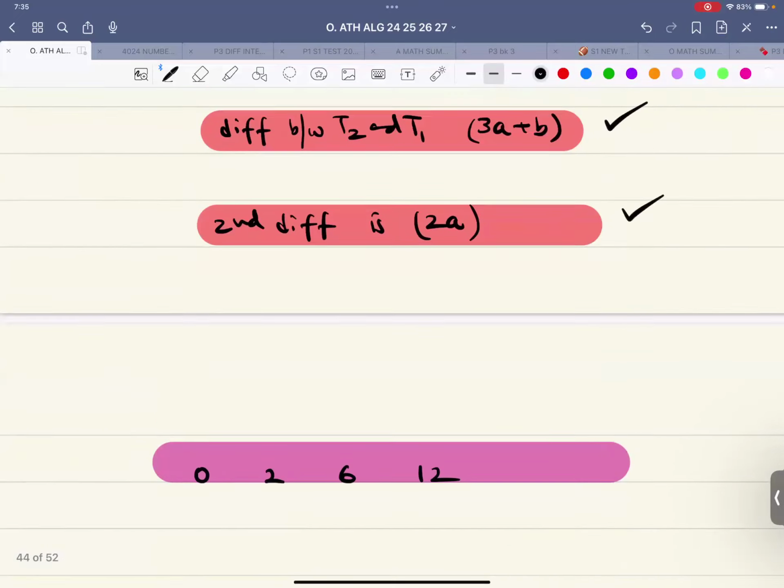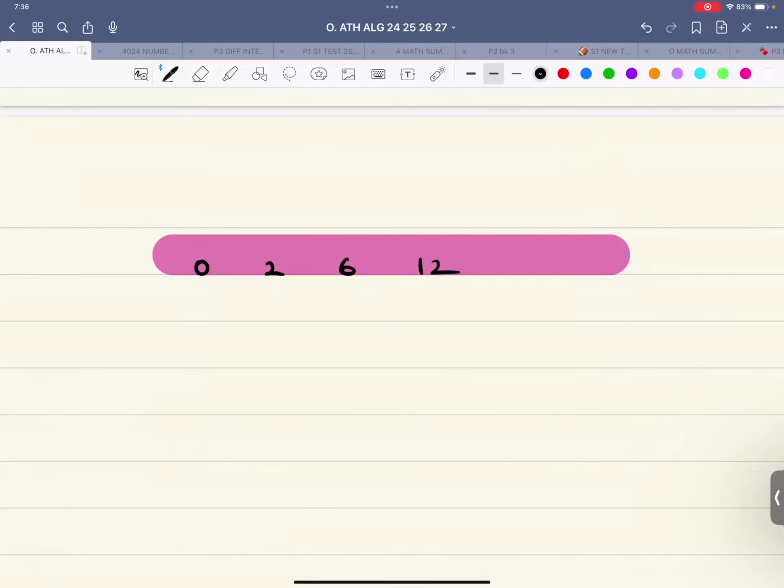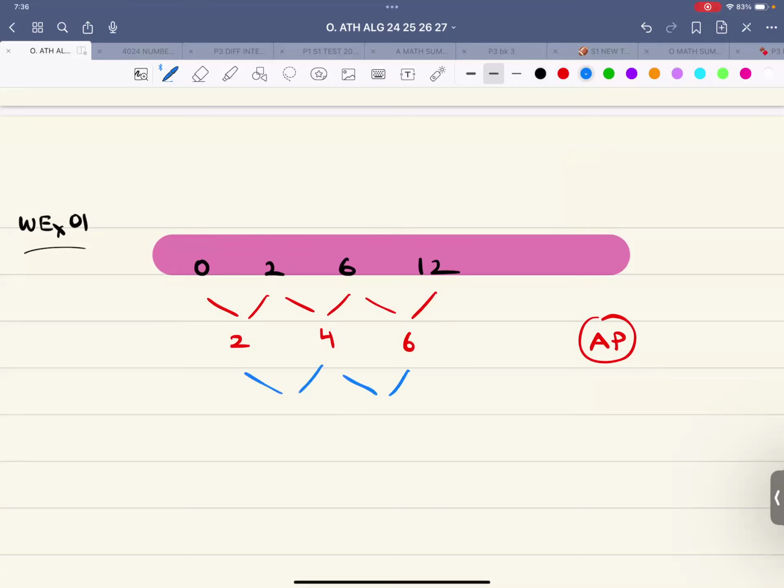Now, how can I use this? That is the main thing. Let's say this is worked example 1, just the basic worked example, and I have 0, 2, 6, and 12. The difference between 0 and 2 is 2, between 2 and 6 is 4, and between 6 and 12 is 6. This first difference is an AP. Yes, it's a quadratic sequence. Why? Because the second difference is constant, which is 2. Since the second difference is constant, that means it's a quadratic sequence. That is the first thing that you need to realize.